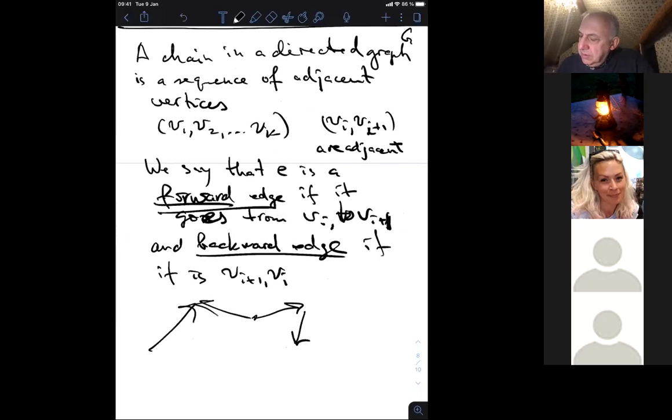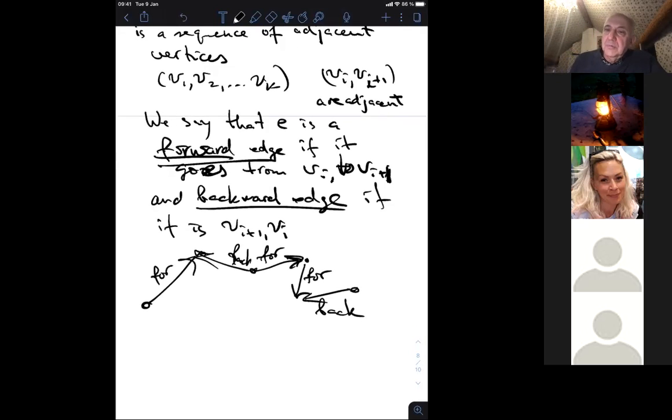So in other words, if we're given a graph, a chain is just a sequence of edges like this. So this is forward, and this goes backward, and this goes backward. If we forget about orientation, we have a path in a non-oriented graph, and we just want to keep track of whether we go according to the orientation, this is a forward edge, or we go against the orientation, this is a backward edge.